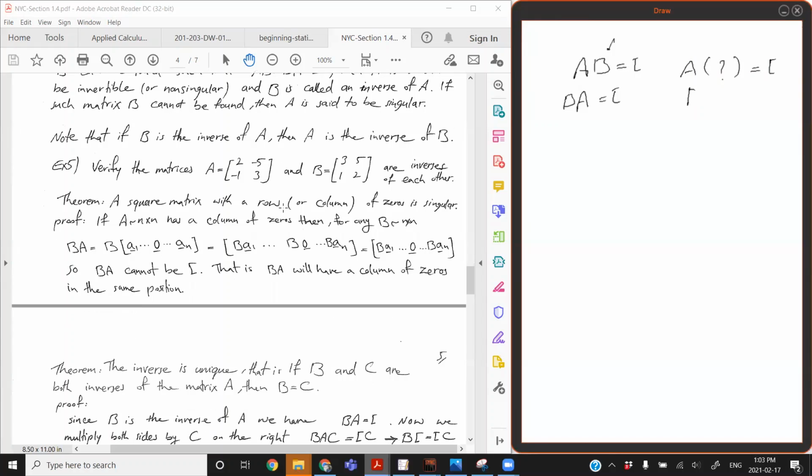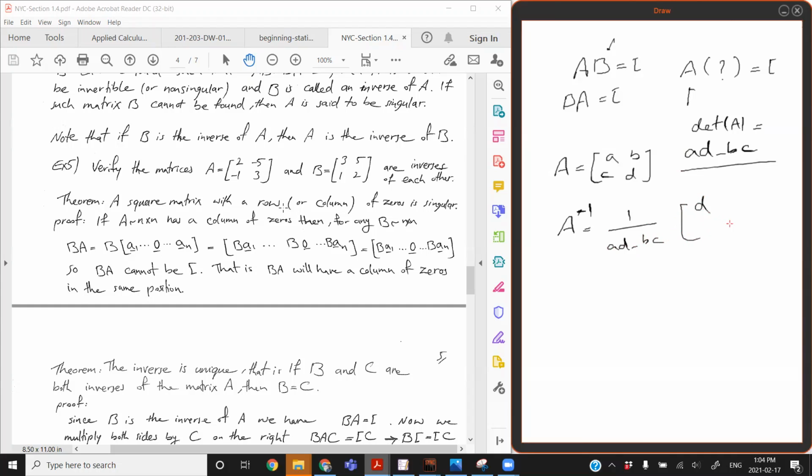And I gave you a formula for the inverse of a 2 by 2 matrix. So we said that if A is a 2 by 2 matrix, [a, b; c, d], then you can calculate this quantity, AD minus BC, which, as we will learn later, is called the determinant of A. And as long as that determinant is not 0, then A inverse would be 1 over AD minus BC times [d, -b; -c, a]. You swap the elements on the main diagonal and you negate the ones off the main diagonal.